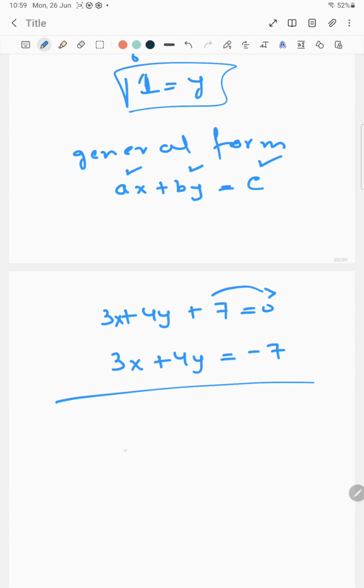For example, if you have an equation 2y minus 3x is equal to 7, first you have to arrange them. You will write the x coefficient first, then the y coefficient, and then the constant on the other side. So you should know the general form of the simultaneous equation, and then you can solve it by elimination method.